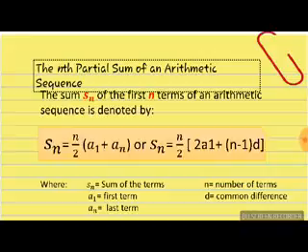The sum S sub n of the first n terms of an arithmetic sequence is denoted by S sub n equals n over 2 times the quantity a sub 1 plus a sub n, or S sub n equals n over 2 times the quantity 2a sub 1 plus the quantity n minus 1 times d, wherein S sub n means the sum of the terms, a sub 1 is the first term, a sub n is the last term, n is the number of terms, and d is the common difference.